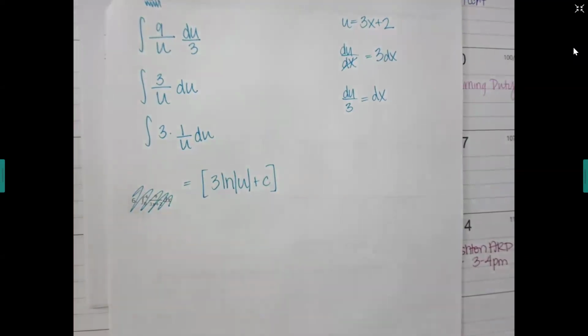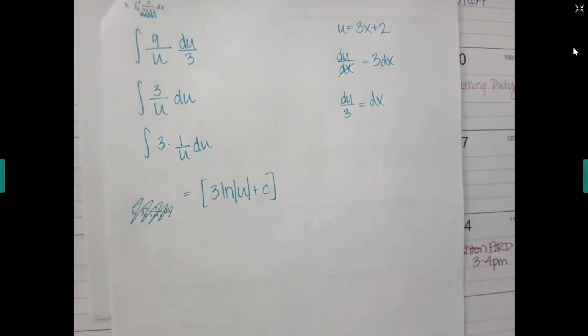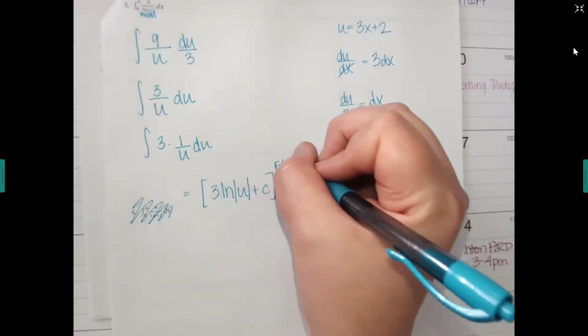Now, let's say I'm not trying to take this 3x plus 2 and plug it back in here because it's going to make this ugly. Then what I can do is take my original endpoints, plug them into u, and then whatever those numbers are, those are going to be my new endpoints. So my original top endpoint was a 4. Plug it in right here. What's 3 times 4, plus 2? Then my new top endpoint is a 14.